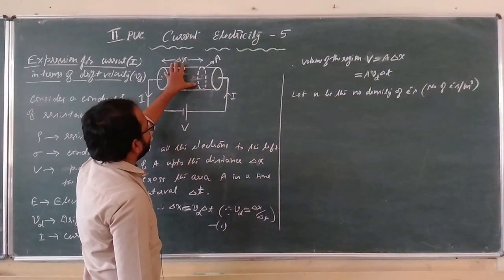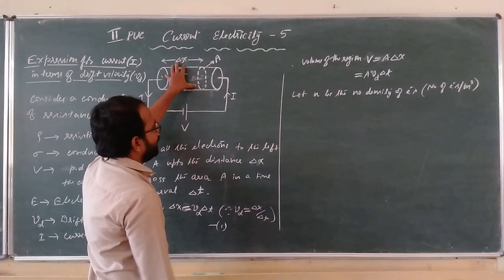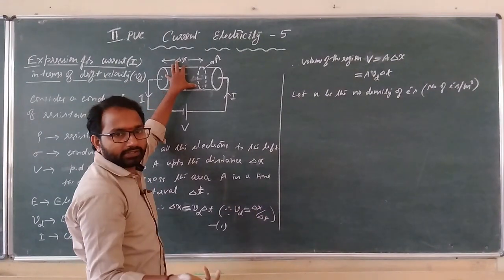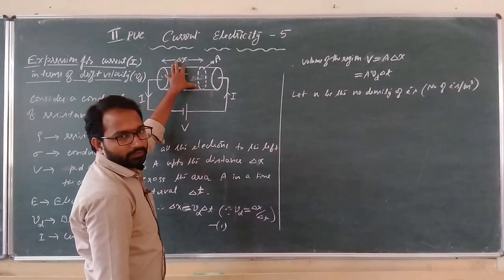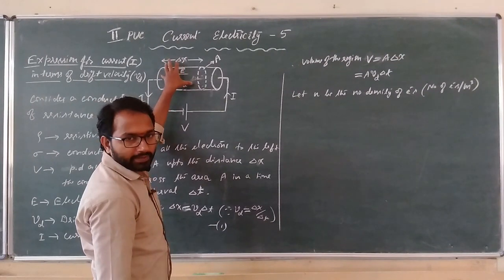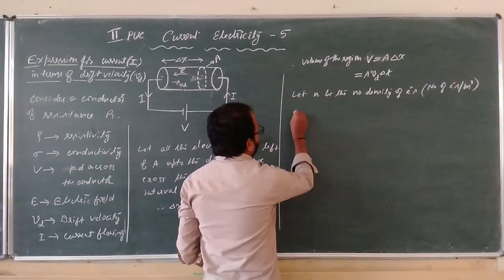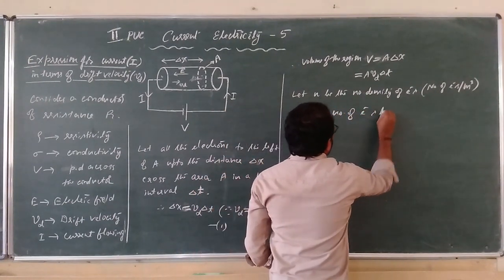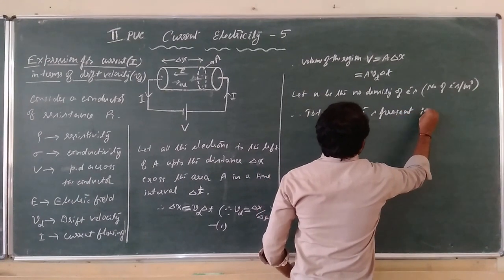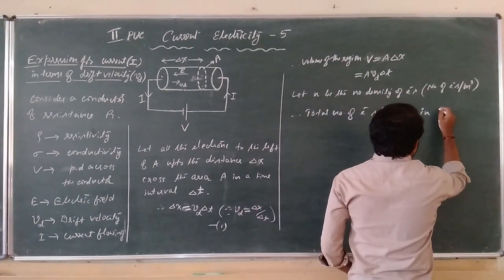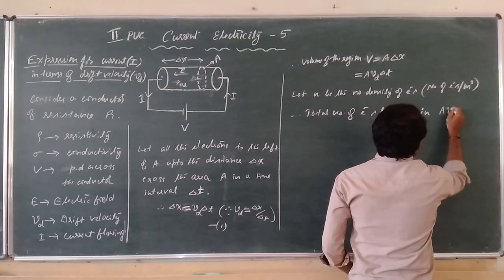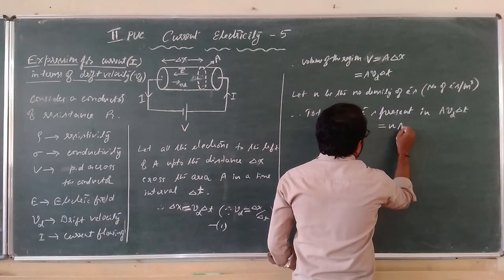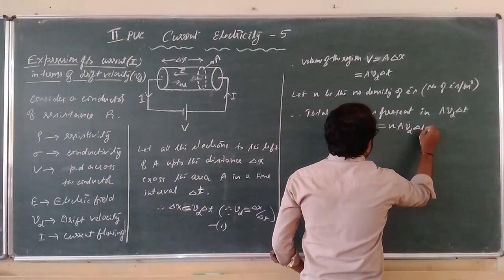Now what is the total number of electrons present in this particular volume? Per unit volume, the number of electrons is n, because n is the number density, number of electrons present in unit volume. So therefore what is the total number of electrons present in this particular volume? Total number of electrons present in volume V, or in a volume A Vd into delta t, is equal to n into A into Vd into delta t.